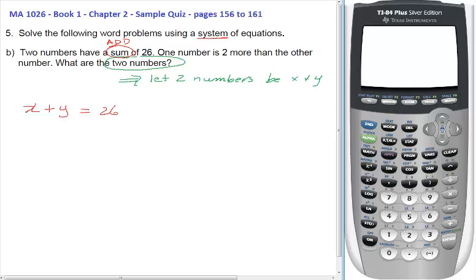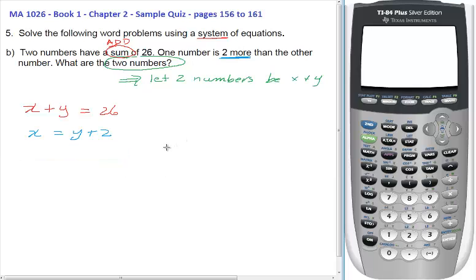Read the second sentence now. See if we can come up with a second equation. One number is two more than the other number. Two more means to add two. So it doesn't really matter if I say x equals y plus 2, or I could say y equals x plus 2. One number is two more than the other, so it makes no difference.